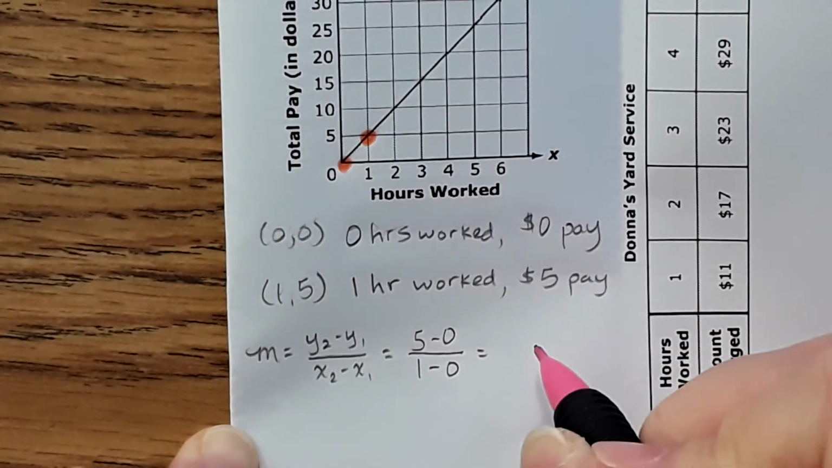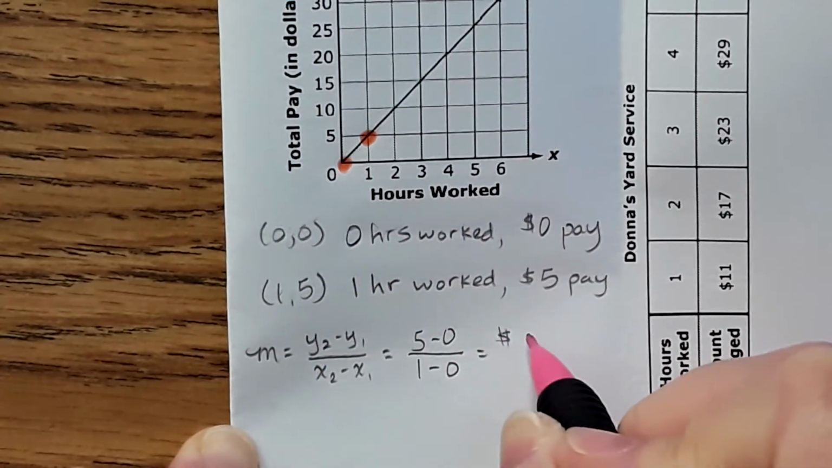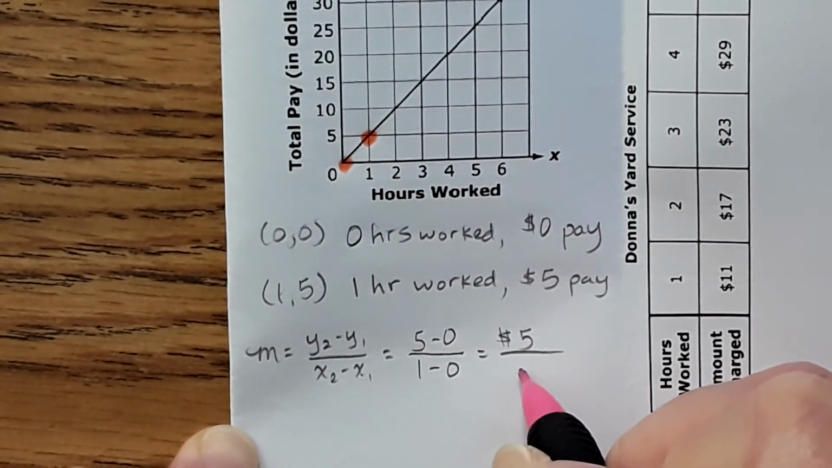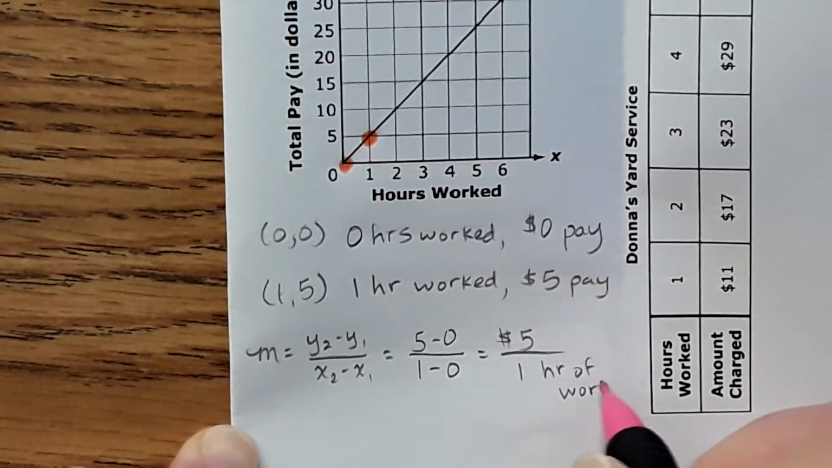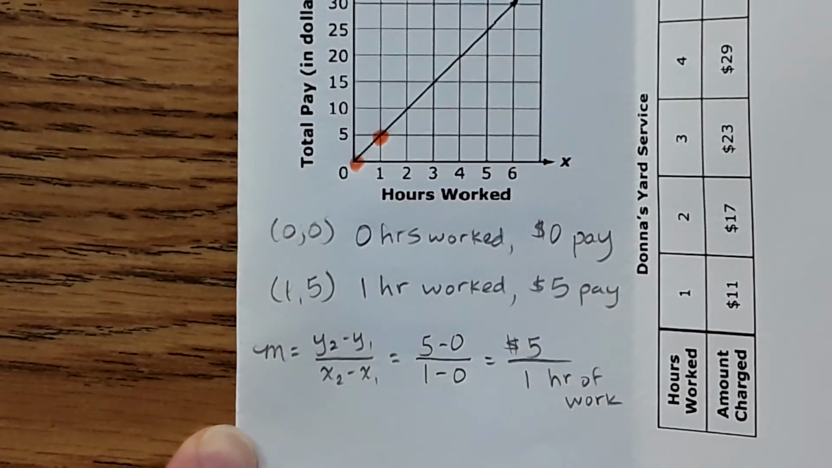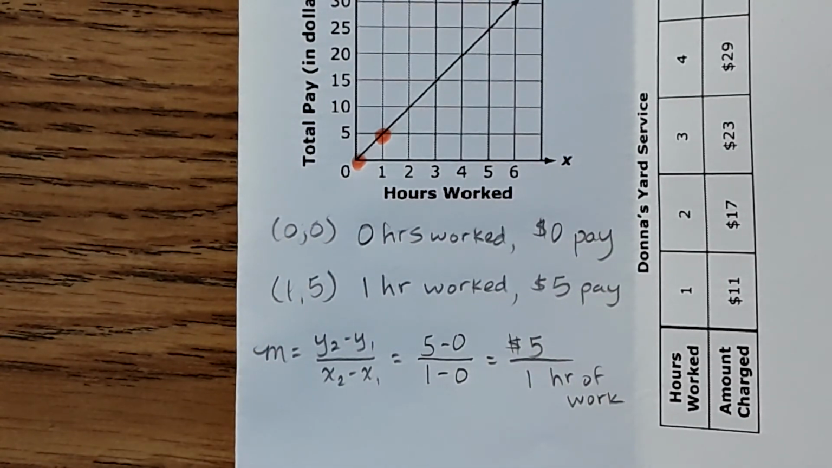When we subtract, we get $5 for every 1 hour of work. And then that's your slope. Your slope is 5 or $5 for every hour of work.